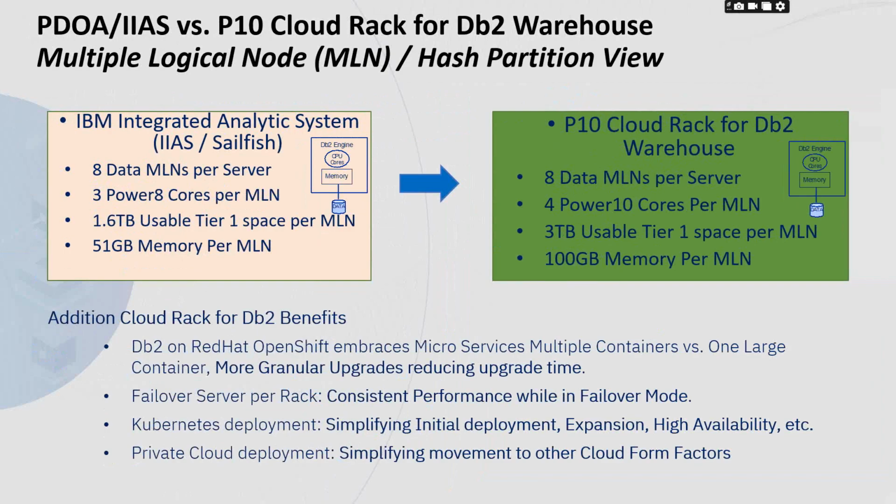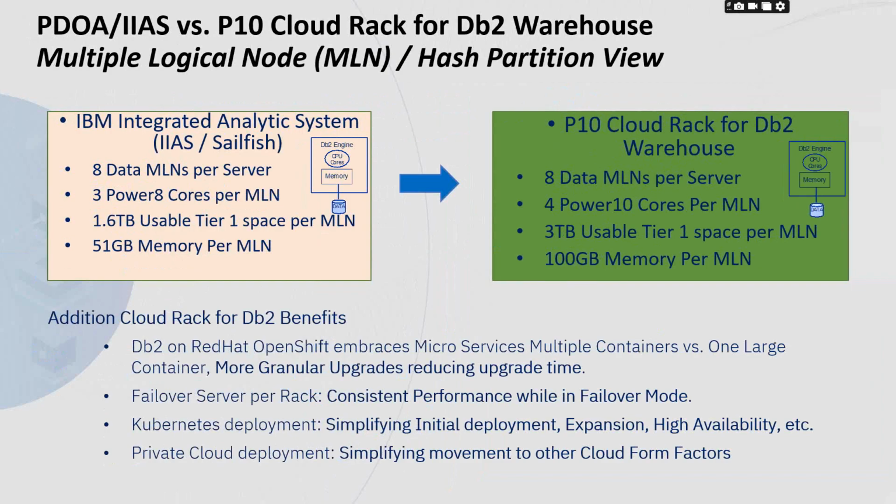And here's what a partition, or an MLN, looks like, right? The multiple logical nodes. Each server has 8 MLNs, or 8 partitions of DB2 DPF. That's consistent between Sailfish and the Cloud Rack. We now have 4 Power 10 cores versus 3 Power 8 cores per MLN. So that's a huge compute capacity gain, right? Just the Power 8 to Power 10 is a big jump, and now you've got 33% more cores per MLN.